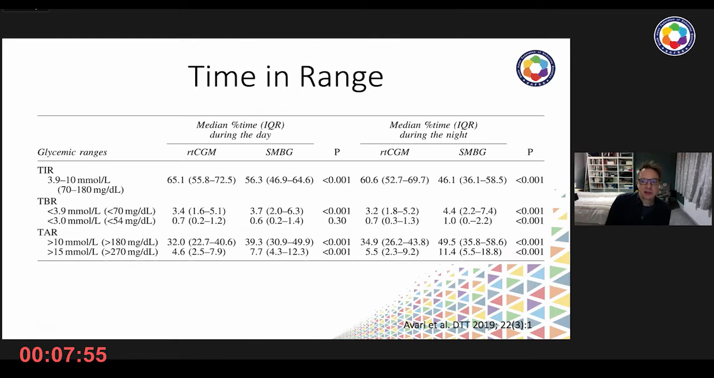These are the same data, just looked at slightly differently, just to emphasize that if we look at the percentage times in ranges here on this bit of the table, and we look during the day and during the night, and we look at the differences between CGM and self-monitored blood glucose, you can see that there are highly significant differences in almost all of those times in ranges measured by different technologies. So it's important whenever we talk about time in range that we talk about how we derived that number.